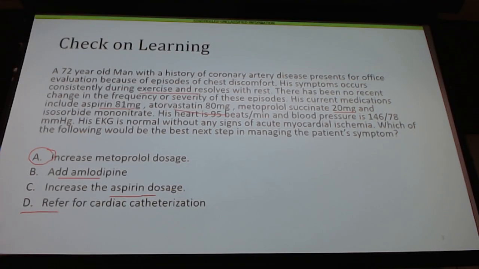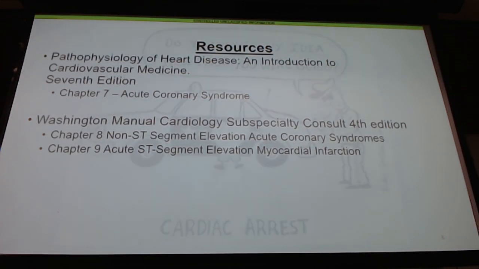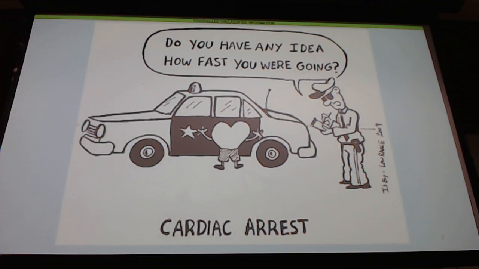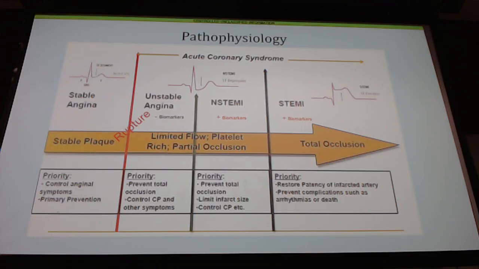Does this make sense? Why increasing the beta blocker dose is the correct answer. Okay. All right. So we talked about ischemic heart disease, and we talked about that spectrum. Let's now talk about the acute coronary syndromes in this anginal spectrum.